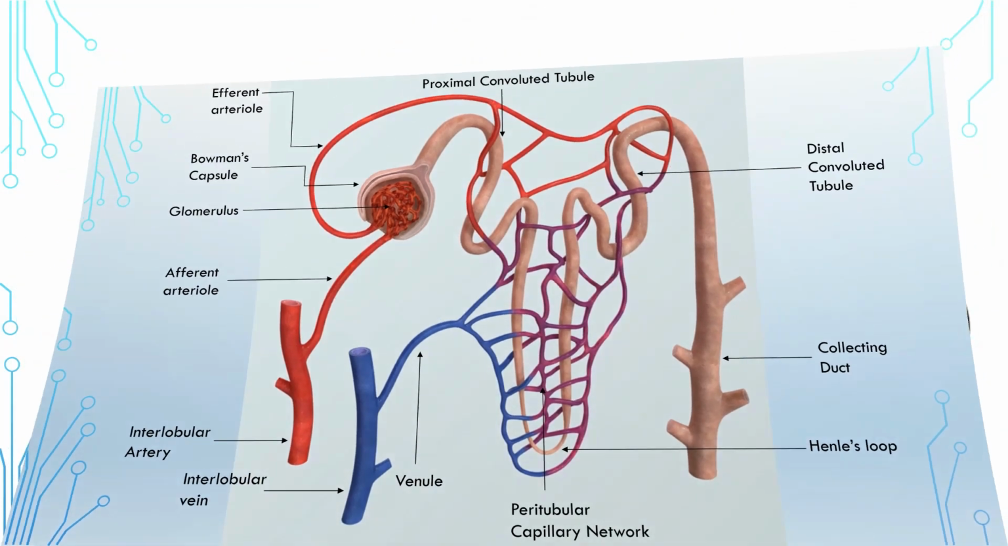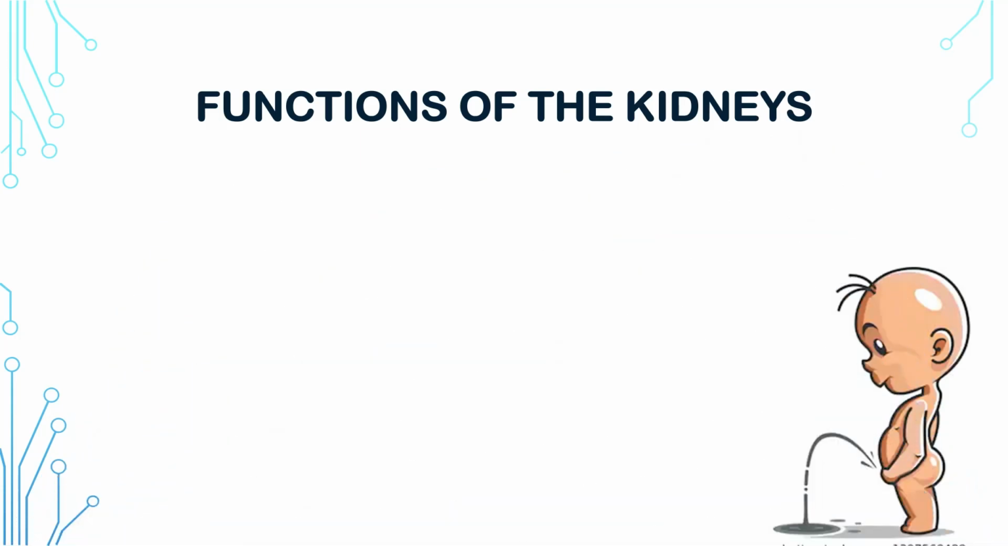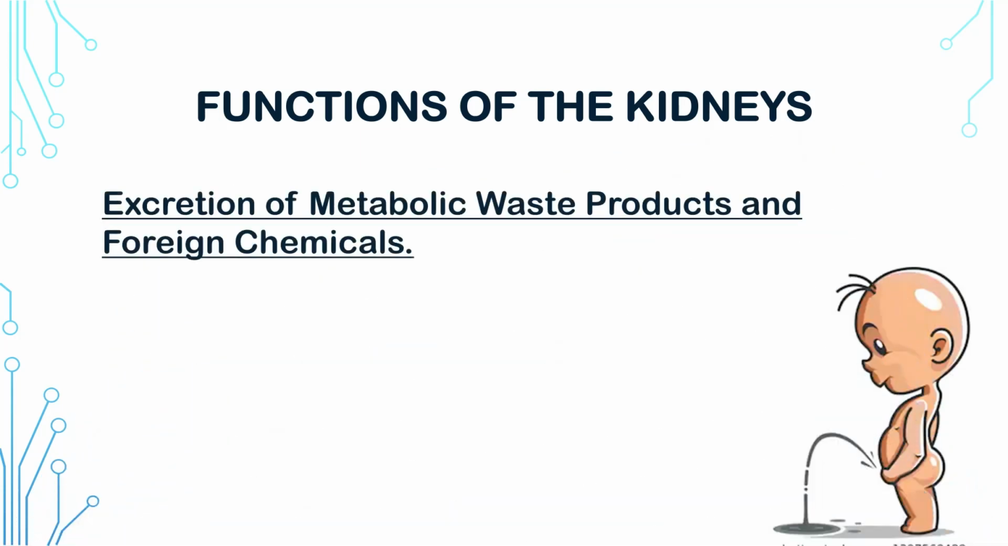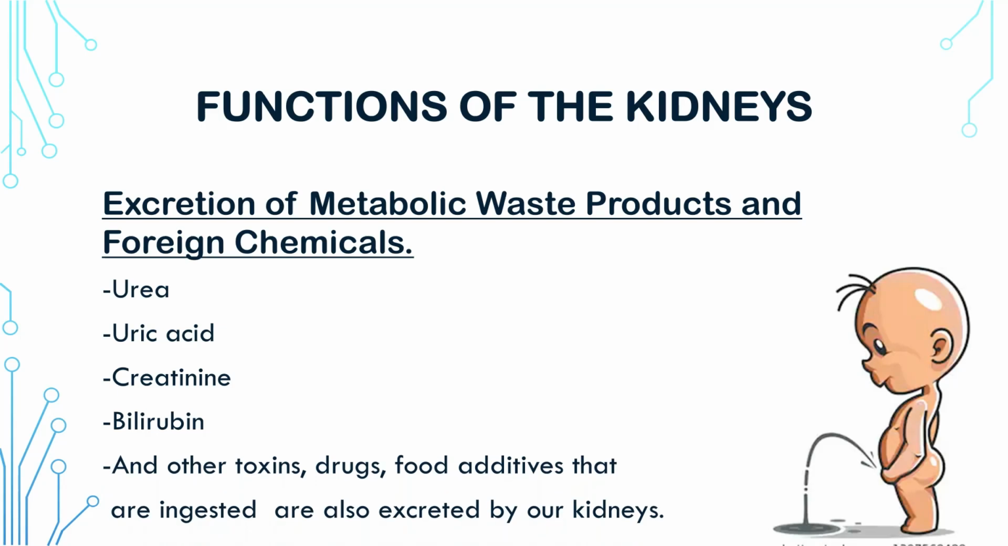Let's talk about the functions of the kidneys. The most important function which comes to our mind first is excretion. It excretes all the metabolic waste products and foreign chemicals such as urea, which is an end product of ammonia metabolism, uric acid, which is an end product of nucleic acid metabolism, creatinine, which comes from muscle protein, bilirubin from hemoglobin, and other drugs or food additives that we take with our daily meal.